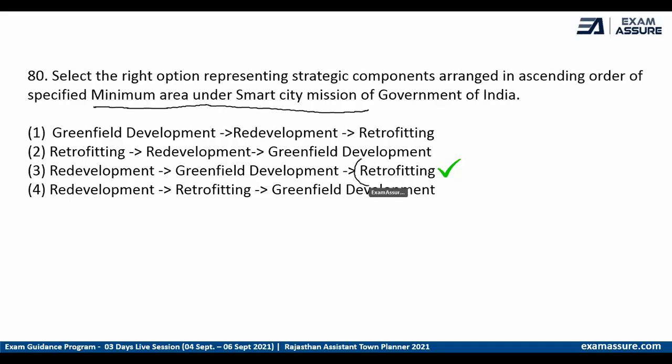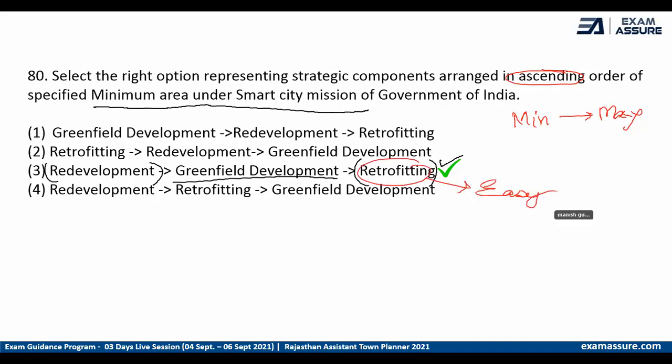Okay, so when you are talking about retrofitting, it doesn't need a lot of things. Whatever is already in place, you just need to retrofit it. So that is actually the thing for which they want to give the maximum area allocation. Greenfield development would be second, with less area allocated for it. And redevelopment, which disturbs a lot of things, you have to relocate and do a lot of things, therefore redevelopment of a particular area has the least area allocation.